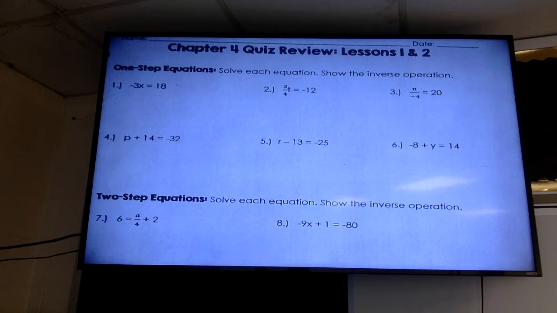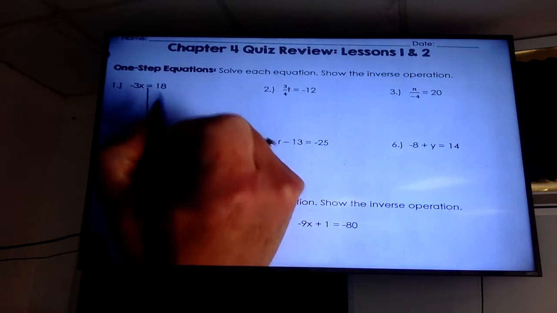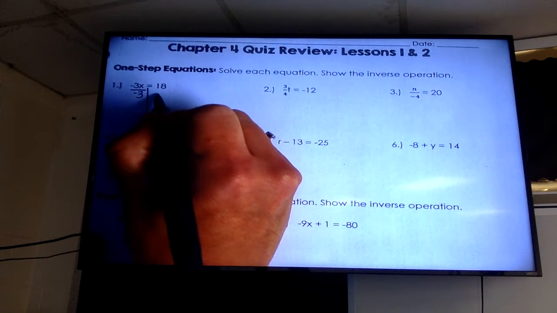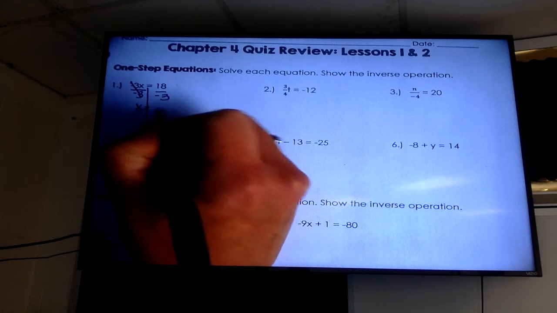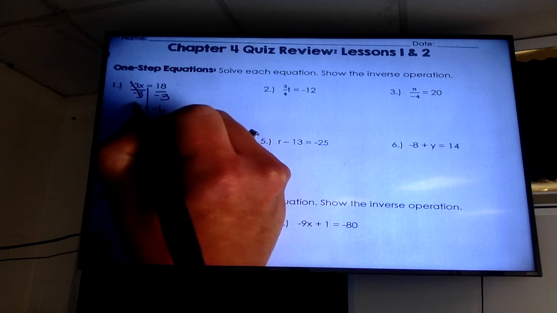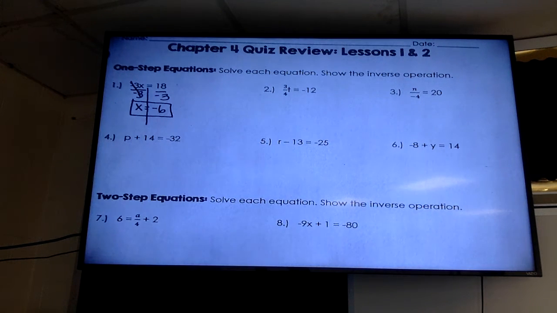So negative 3x equals 18. I would drop my line. These are next to each other, which means multiplication, and the opposite of multiplication is division. So I'm going to divide by negative 3. I'm left with x equals 18 divided by 3 is 6, and a positive divided by a negative is a negative. So x equals negative 6. Pause.